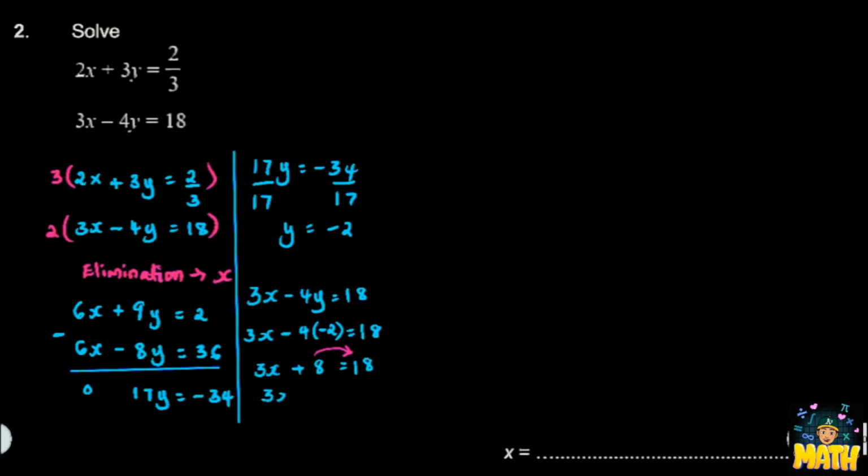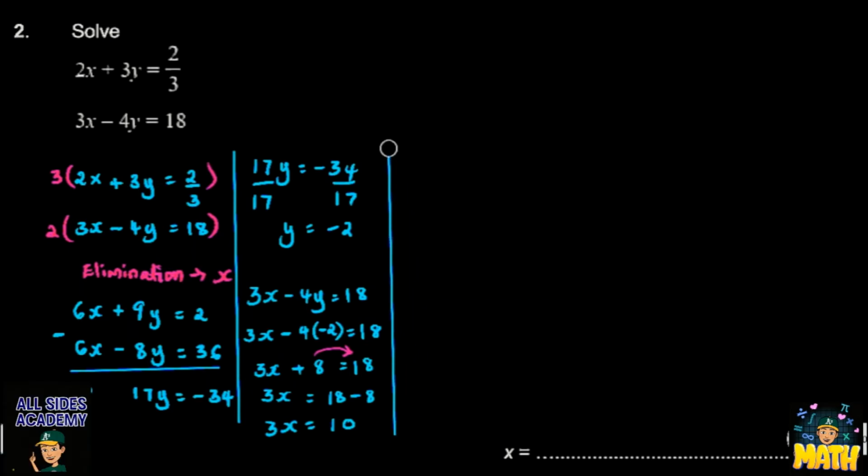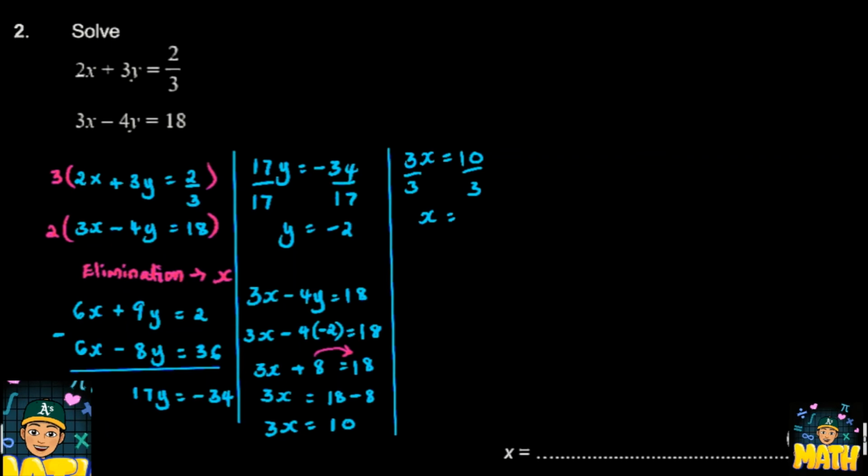That's why we have positive 8 right there. Then take it to the other side and it gives us 3x equals 10. Now I'm going to rewrite that so that I find the value of x in this case. So the value of x will be given by 3x equals 10. So we divide by 3 on both sides. So x equals 10 over 3, which is 3 and a third.